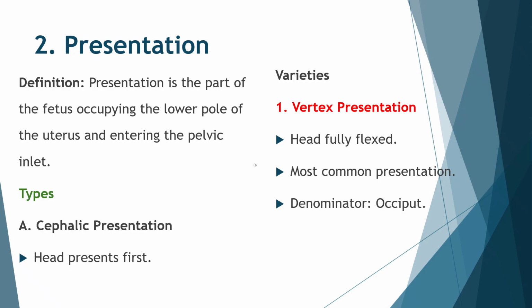Dear students, now let us move on to the second important parameter of the feto-uterine relationship, which is presentation. Presentation refers to the part of the fetus that occupies the lower pole of the uterus and enters the pelvic inlet first. In simple terms, presentation tells us which part of the baby is coming towards the birth canal first during labor.